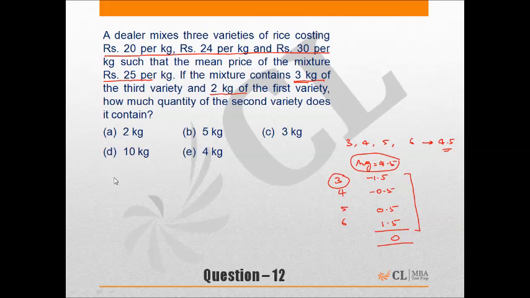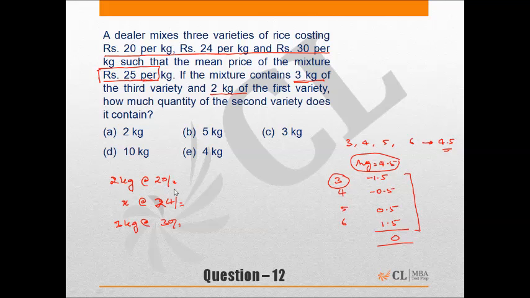We know that we have 2 kgs of the first item, which is sold at 20 rupees a kg. We have x kg of the second item, which is sold at 24 rupees a kg, and we have 3 kgs of the third item, which is sold at 30 rupees a kg. Okay. And what is the average? As per the question, the average is 25 per kg.